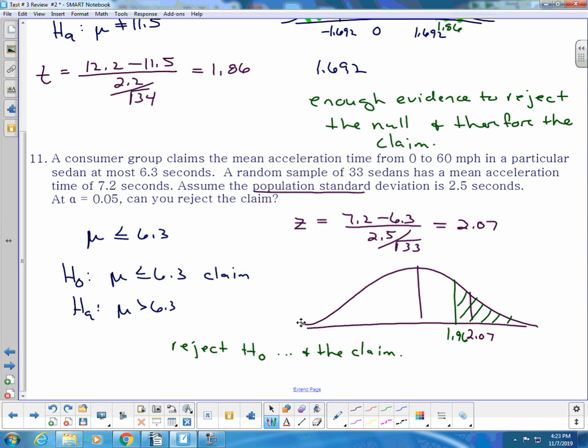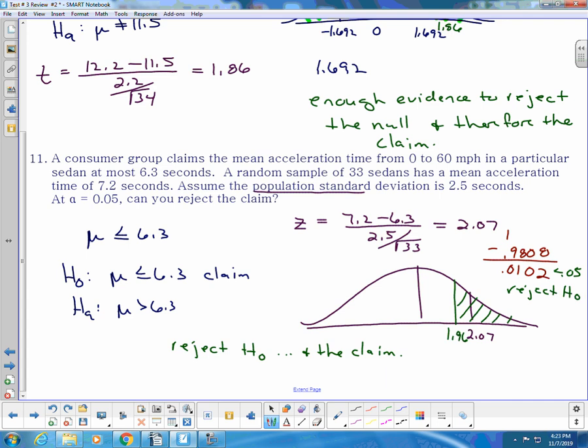Okay. Now, again, if you want to do it by the p-value, 2.07 greater than, so you have to go to 2.07, and that is 0.9808 on our chart. And you have to do 1 minus that. So 0.0192 is less than 0.05. So again, you would reject the null.